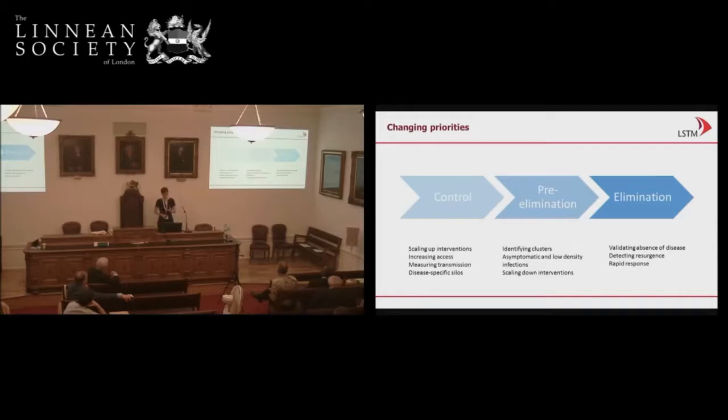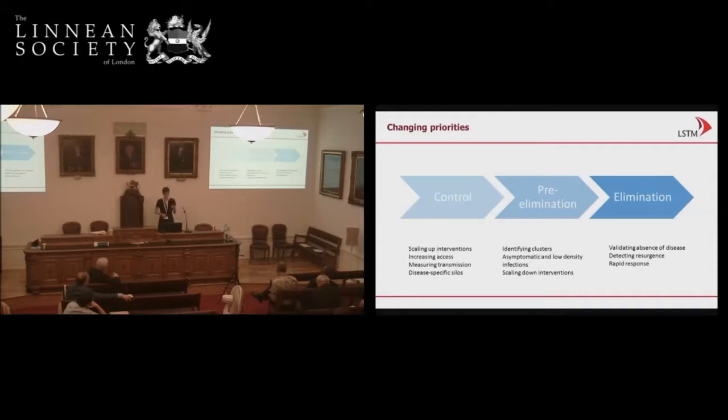As we move to pre-elimination and we've reduced prevalence, what we've ended up with is possibly increased heterogeneity. So we need to identify those clusters. They may be geographic clusters or they may be social clusters. The role of asymptomatic individuals and individuals with low density infections becomes even more important. So it's about having the tools to sensitively detect those individuals and having the knowledge that we can safely scale down interventions in areas where we've achieved that transmission breakpoint.